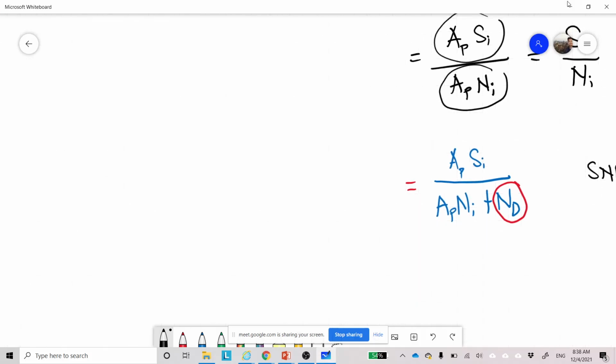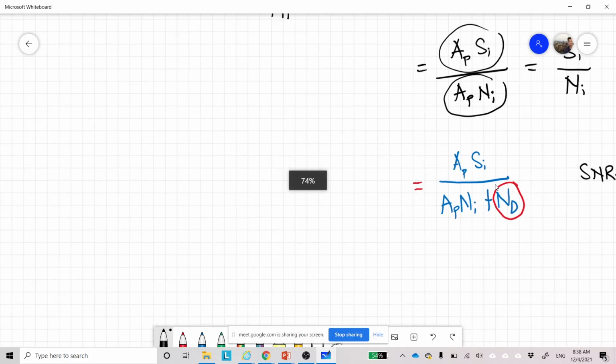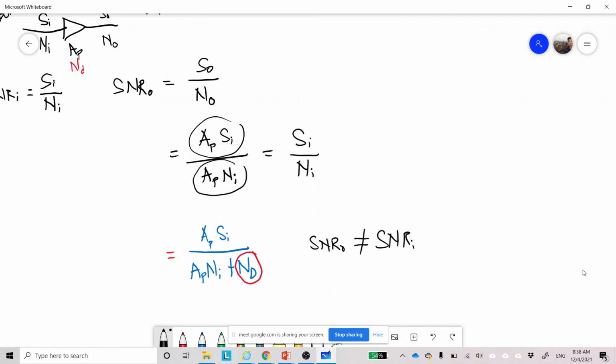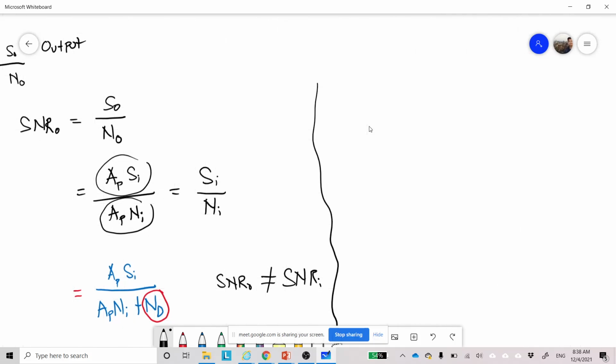And then we learn about the noise factor parameter. The noise factor F is equal to SNRI, the SNR input, divided by the SNR output. This is a unitless parameter, tidak ada unit, because it is just a ratio of the SNR.